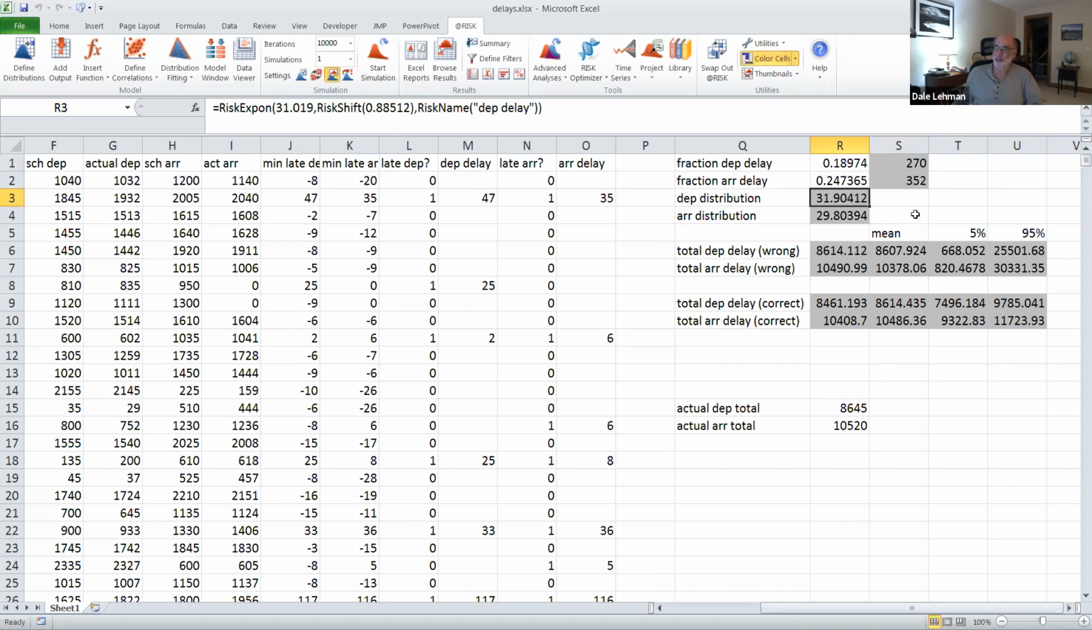In fact, you don't really need to be running this simulation at all. If all you're interested in is the average, you don't want to run simulations. Just put down the average delay and the average number of delayed flights, multiply the two together, and that will give you the average total number of minutes of delay. If uncertainty matters, though, averages are not good enough.